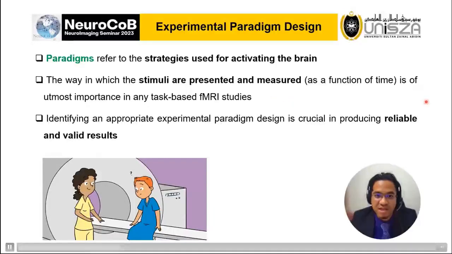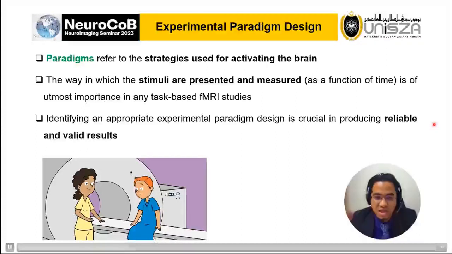Okay, so here we have learned that paradigms refer to the strategy used to activate the brain. Before we conduct any task-based fMRI studies, it is important for us to make sure that the stimuli are presented and measured accurately. If not, the signal that we acquired will not be reliable to generate valid results. Therefore, we need to first know what we want to look at. From here, we then design a suitable experimental design.